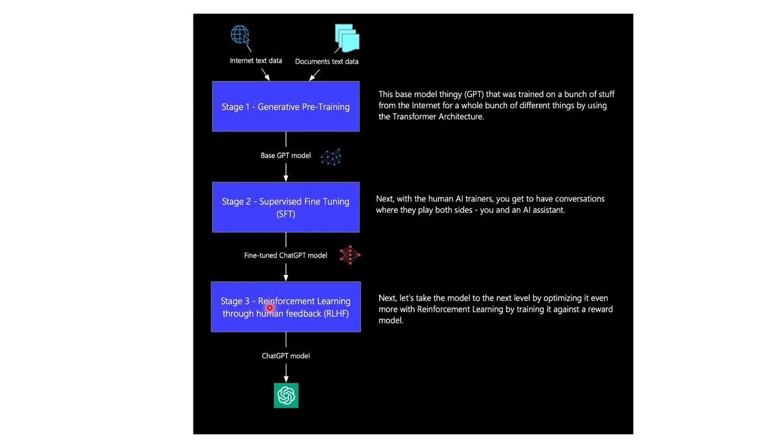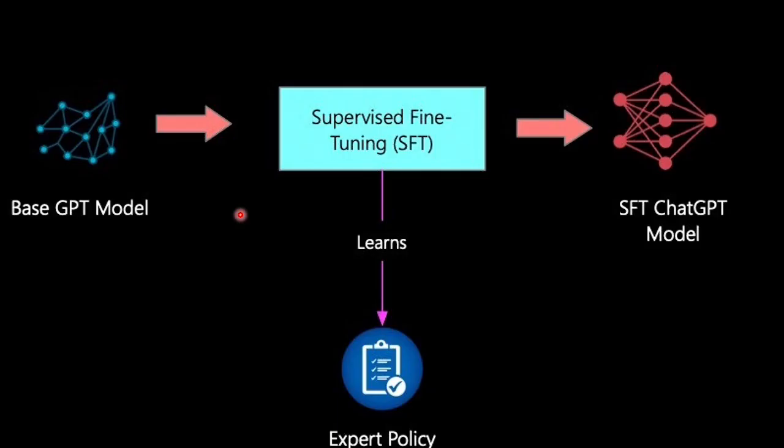And stage three is nothing but reinforcement learning through human feedback. In the RLHF stage, the LLM gets trained on a reward model. If it does the right thing, you give a reward to the LLM, and if it does the wrong thing, you deduct points. You take the reward back from the LLM. So three stages in total. First is generative pre-training, second is supervised fine-tuning, and third is RLHF, which stands for reinforcement learning through human feedback. And your ChatGPT model was trained on all of these three stages: stage one, stage two, and stage three. All right.